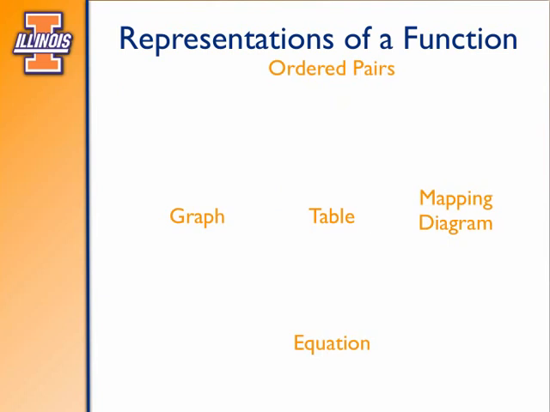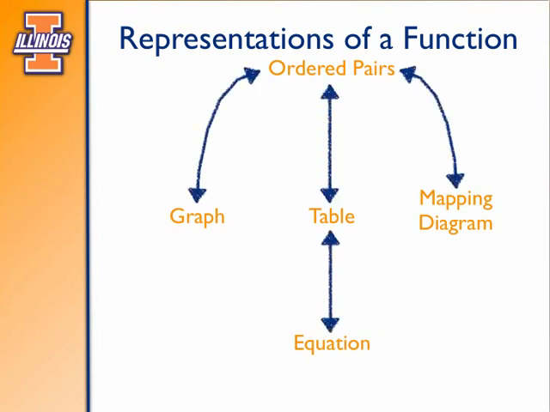On this page we have all the different forms of a function listed out. And what I'm going to do is draw an arrow between all the different representations that you can use to create one another. So as you can see, I can either go from ordered pairs to a graph or backwards, from ordered pairs to a table or backwards, or from ordered pairs to a mapping diagram or back. And you notice on here I also have the equation. We're going to learn how to create the equation from the table.